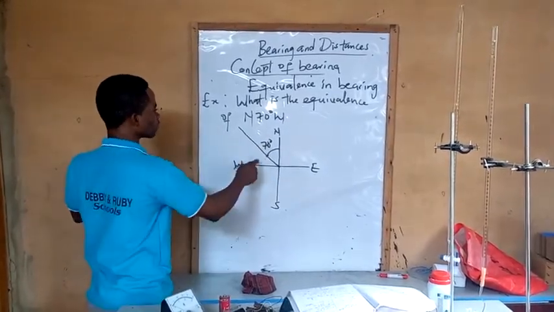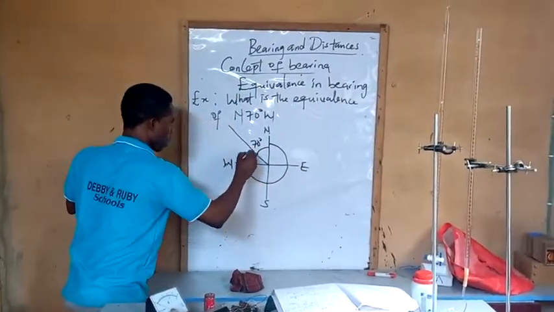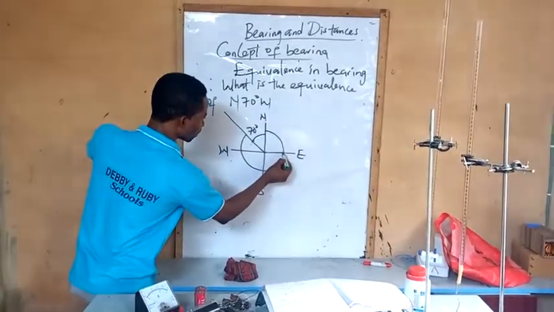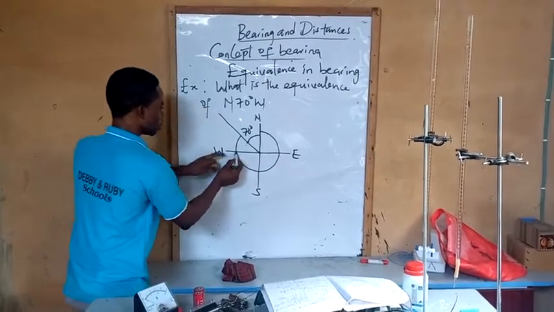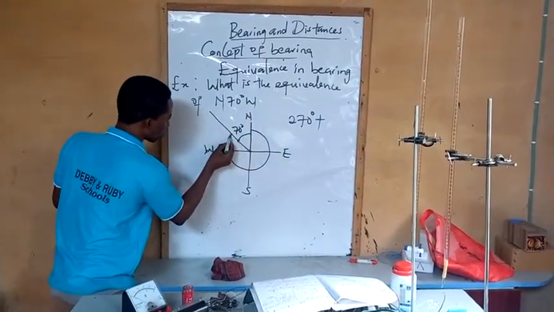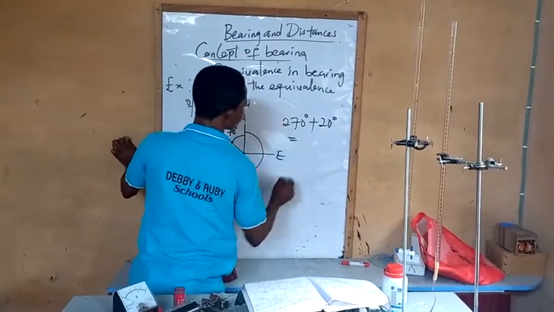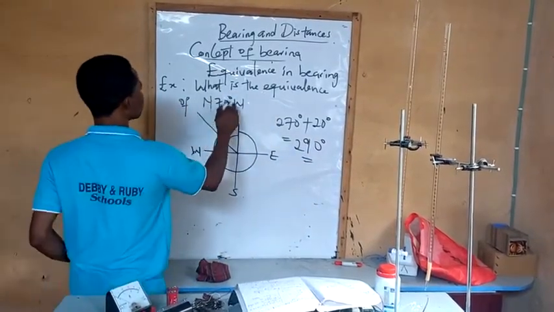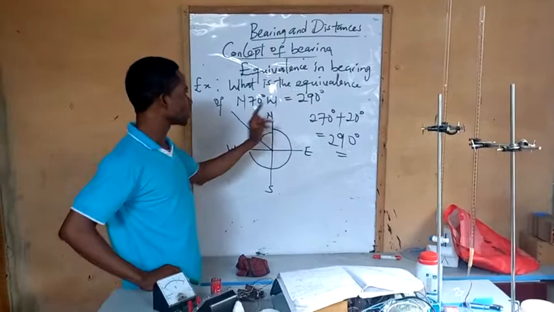So that means if you want to get the equivalence of this now, you come to the north and draw like this. You stop where you see the line. You stop here. So for you now to get the equivalence, let's calculate it. From here to here, 90. From here to here is 180. From here to here is 270. 270 degree plus, what is from here to here? If this one is 70, so from here to here is 20, because everything here is 90. From here to here is 20. Plus 20. That's 0, 9, 2. So that means the equivalence of north 70 degree west is what? 290 degree. That means the equivalence of north 70 degree west in 3 digits is this 290 degree.